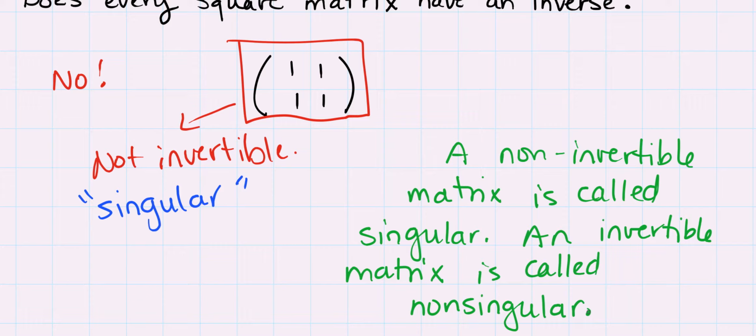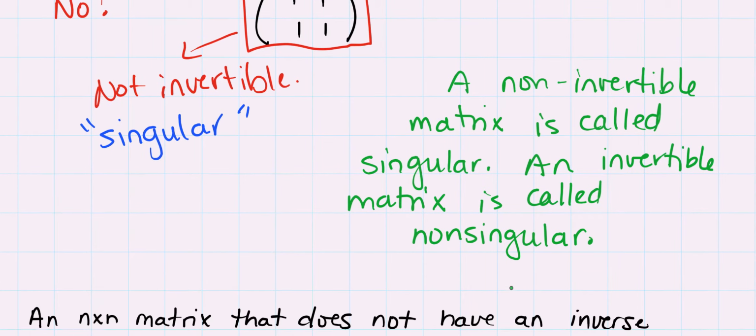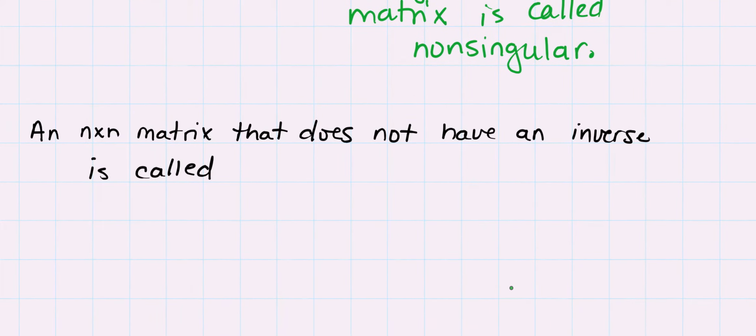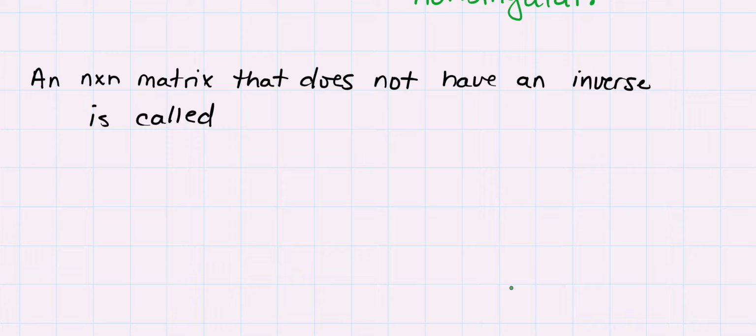So you can call a matrix that has an inverse invertible, or you can call it non-singular. Most of the time you'll see this word. It's just another word that means invertible. And another word for non-invertible is singular. Okay, let's move on. And this is just a repeat of what I said. An n by n matrix that does not have an inverse is called singular.